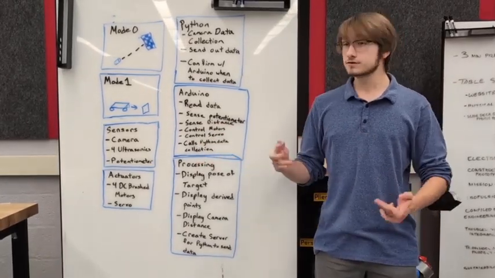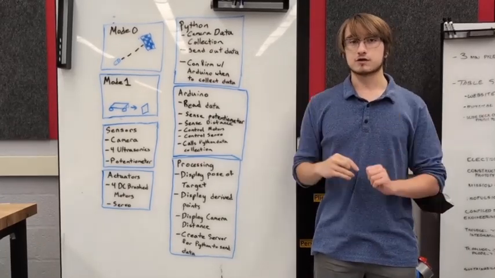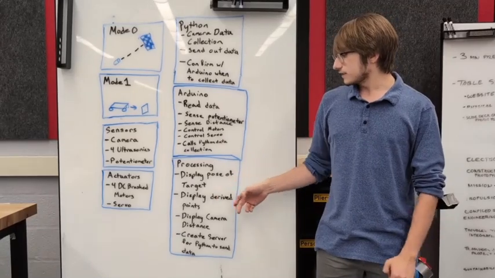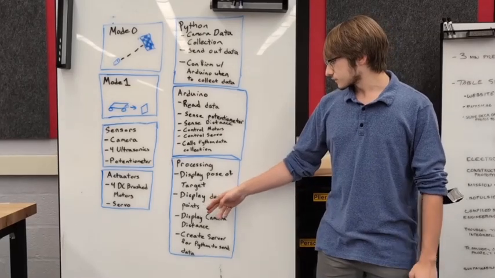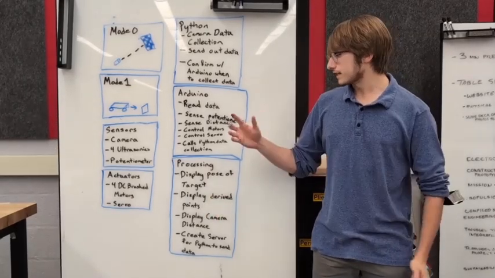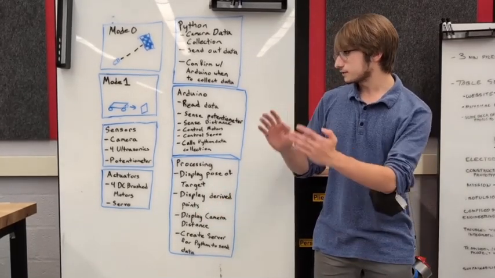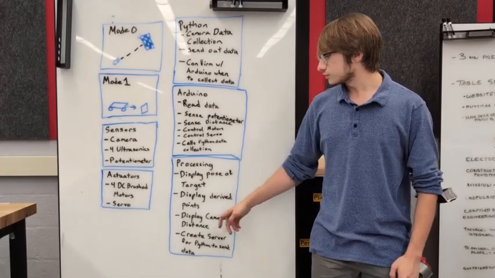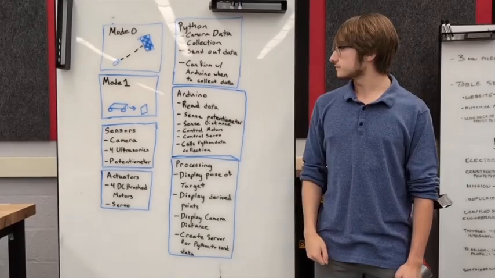The processing displays the pose, both the orientation and the position of the target, and it displays a derived distance, essentially, and the points that the camera is seeing. The camera distance is displayed in processing in the bottom left, and it creates a server for the Python script to send the data to.